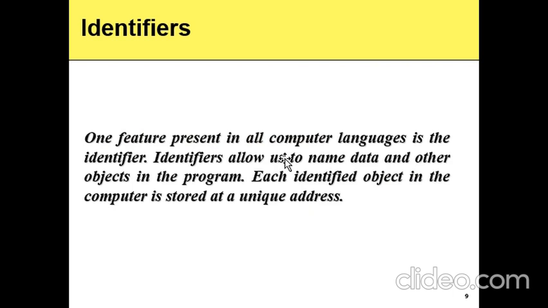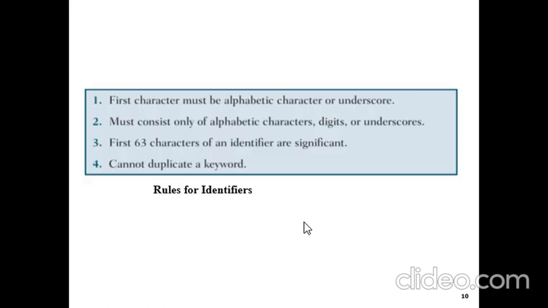Identifier means it's just a name. The identifier allows us to name data and other objects in the program. Each identified object in the computer is stored at a unique address.